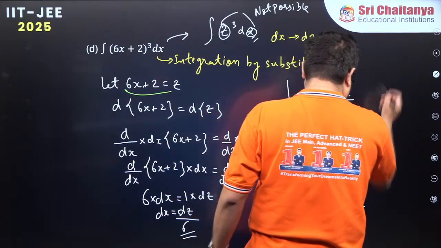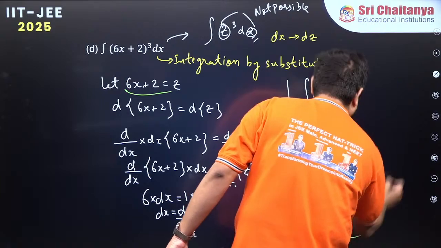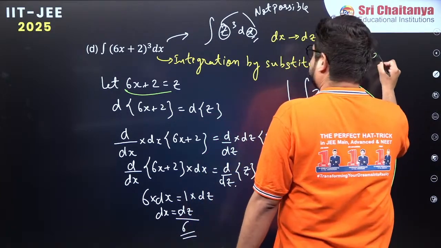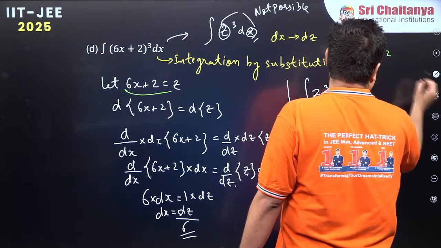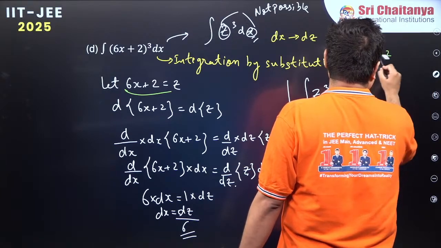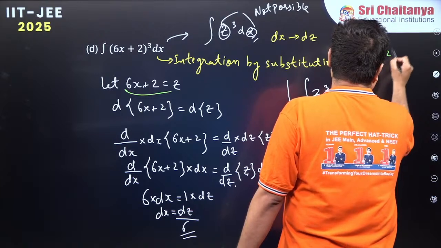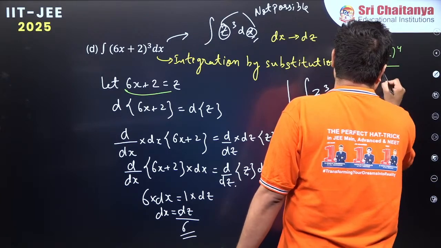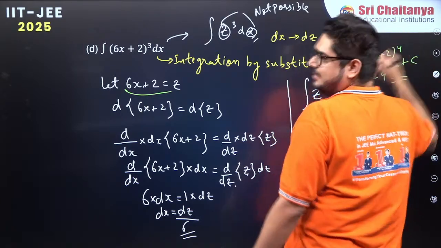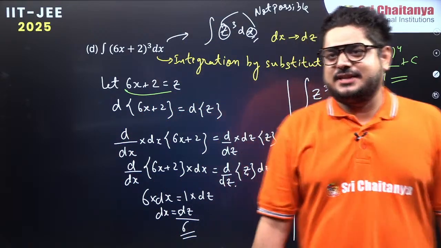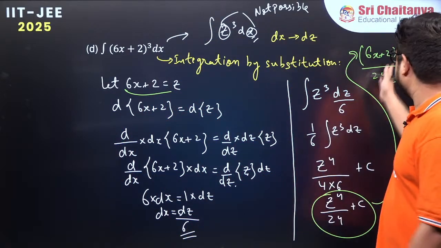So the integral's answer is going to be 6x plus 2 to the power of 4 by 24 plus c. Okay, everyone? So this has to be the answer to this question.